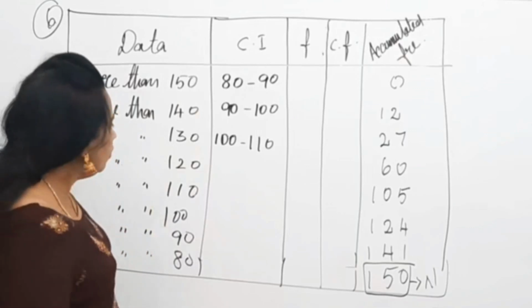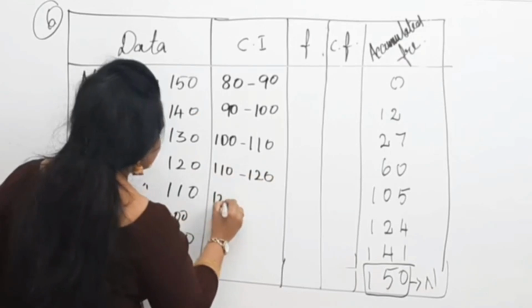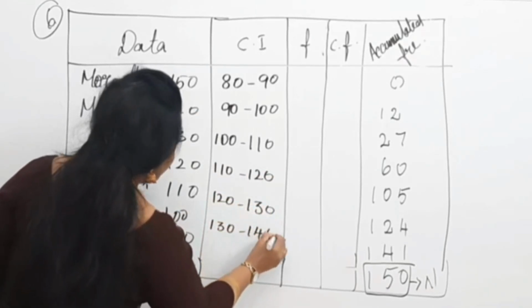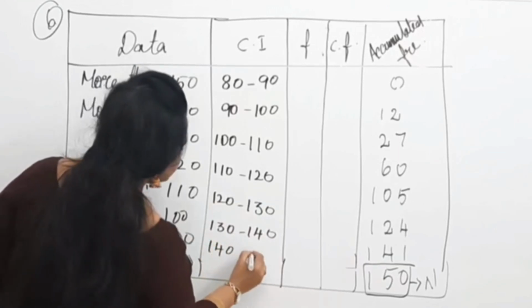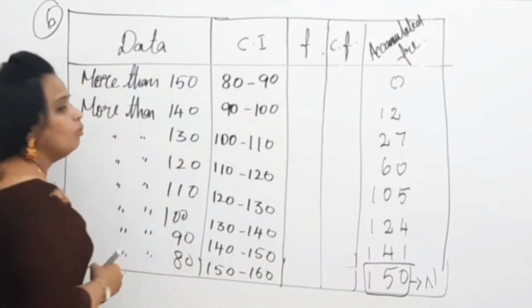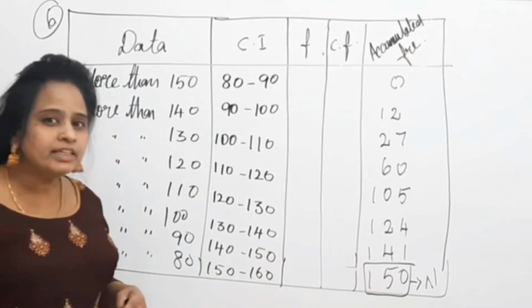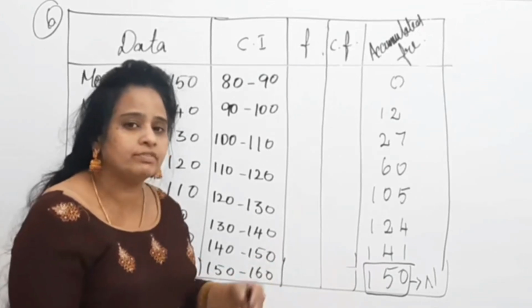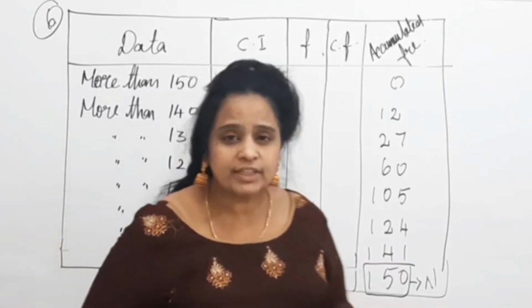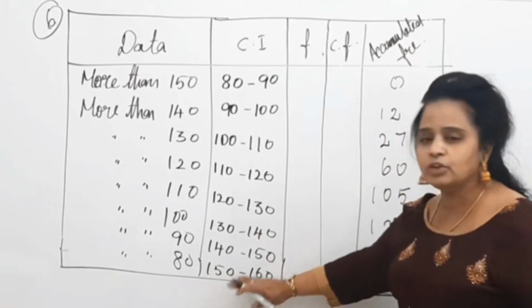Now 100 to 110, 110 to 120, 120 to 130 and 130 to 140, 140 to 150 and then it is more than 150. So I will go with 160. I will stop. Why? Because it is not advisable to go to 160 to 170, 170 to 180. Why? Because there is no frequency given. So with the data I am given, I will stop at 150 to 160.